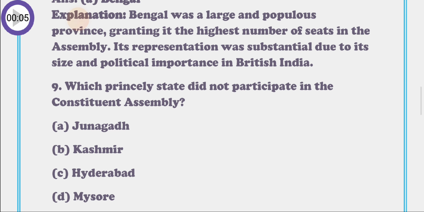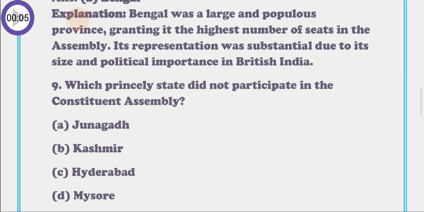Question number 9. Which princely state did not participate in the Constituent Assembly? A. Junagadh, B. Kashmir, C. Hyderabad, D. Mysore.